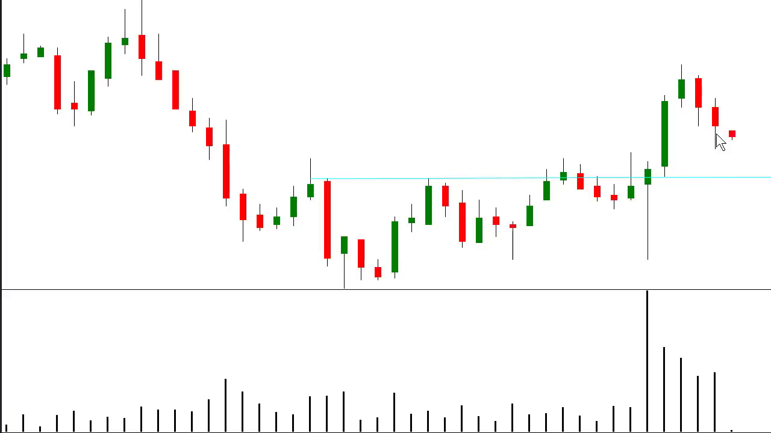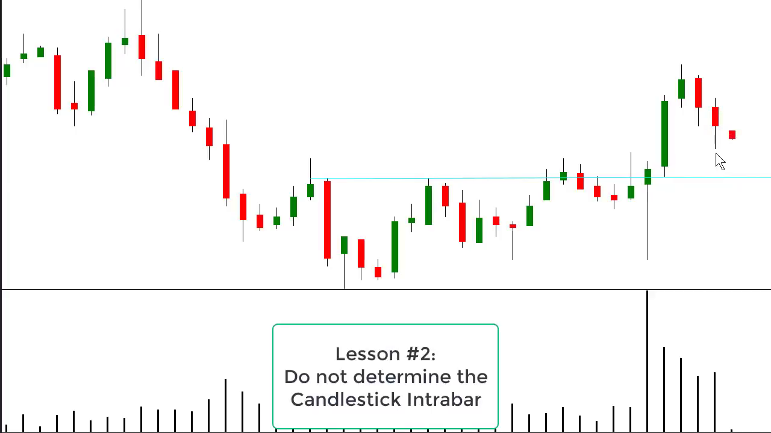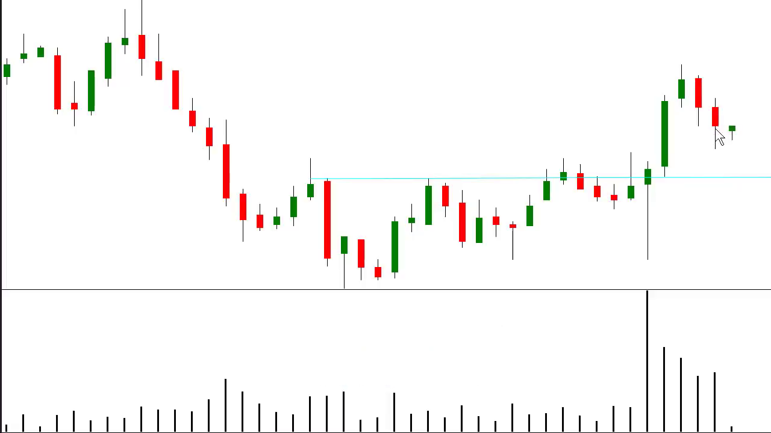And so as you can see, it did not close that way at all. And so the second lesson here in today's video is do not evaluate what type of candlestick you have until the bar has closed. You cannot evaluate them intrabar. That does not count. That does not help. You could be thinking about it, but do not make a decision. Do not make a buying or selling decision based on what is happening intrabar, because these things change.